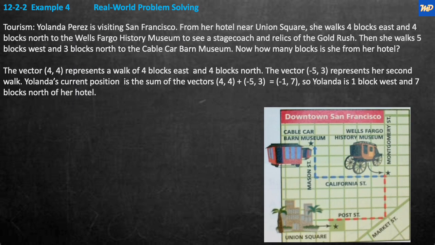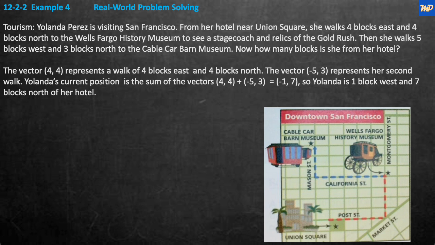Okay, example 4, real world problem. Tourism. Yolanda Perez is visiting San Francisco. From her hotel near Union Square, she walks 4 blocks east and 4 blocks north to the Wells Fargo History Museum to see a stagecoach and relics of the gold rush. Then she walks 5 blocks west and 3 blocks north to the Cable Car Barn Museum. Now, how many blocks is she from her hotel?